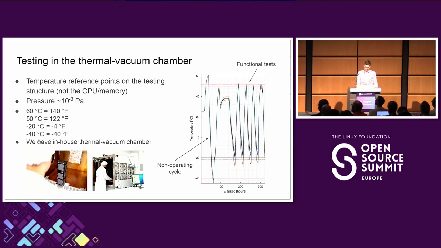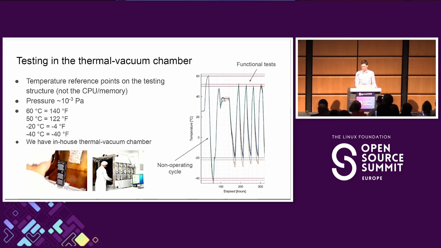Regarding the plot, at the beginning there is a non-operating cycle where you can see that we are reaching plus 60 degrees and minus 40 degrees Celsius. We don't turn on the computer at that point because this is only the survivability temperature. You just need to ensure that nothing will break or be destroyed. And then there is the first longer-term test where the computer is on for its mission time, and we are testing the communication, the performance, and all these things.